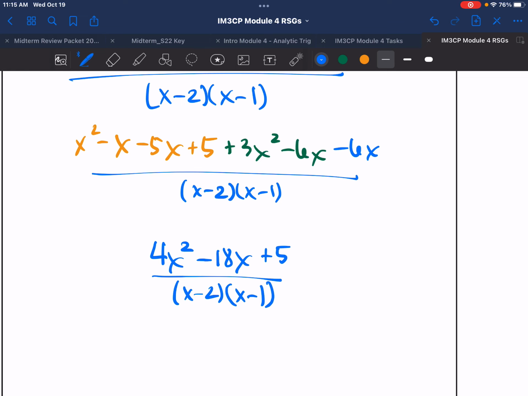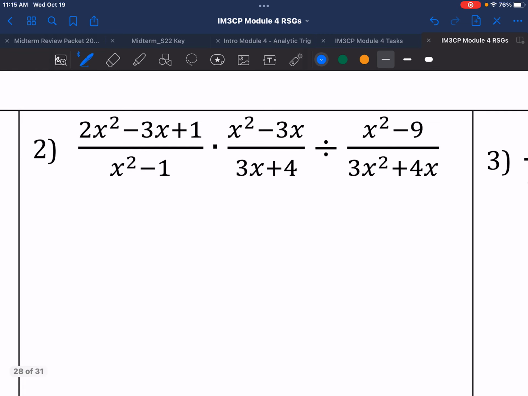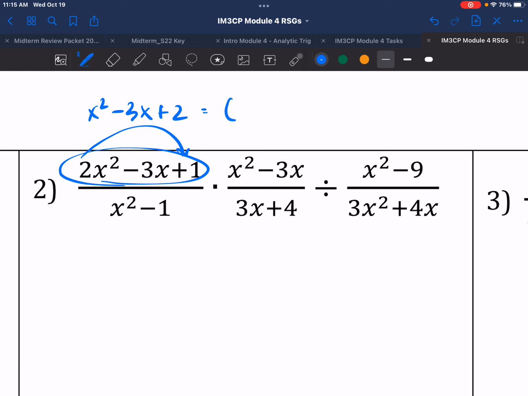Moving on to the next problem. The next problem is multiplying and dividing a series of fractions together. So anytime we do that, we are going to first factor everything that is factorable. So when we talk about my first numerator, if I do my AC factoring, I would look at x squared minus 3x plus 2. Factoring that is going to give me x minus 2 and x minus 1, but we will have to remember to put the 2 back in.